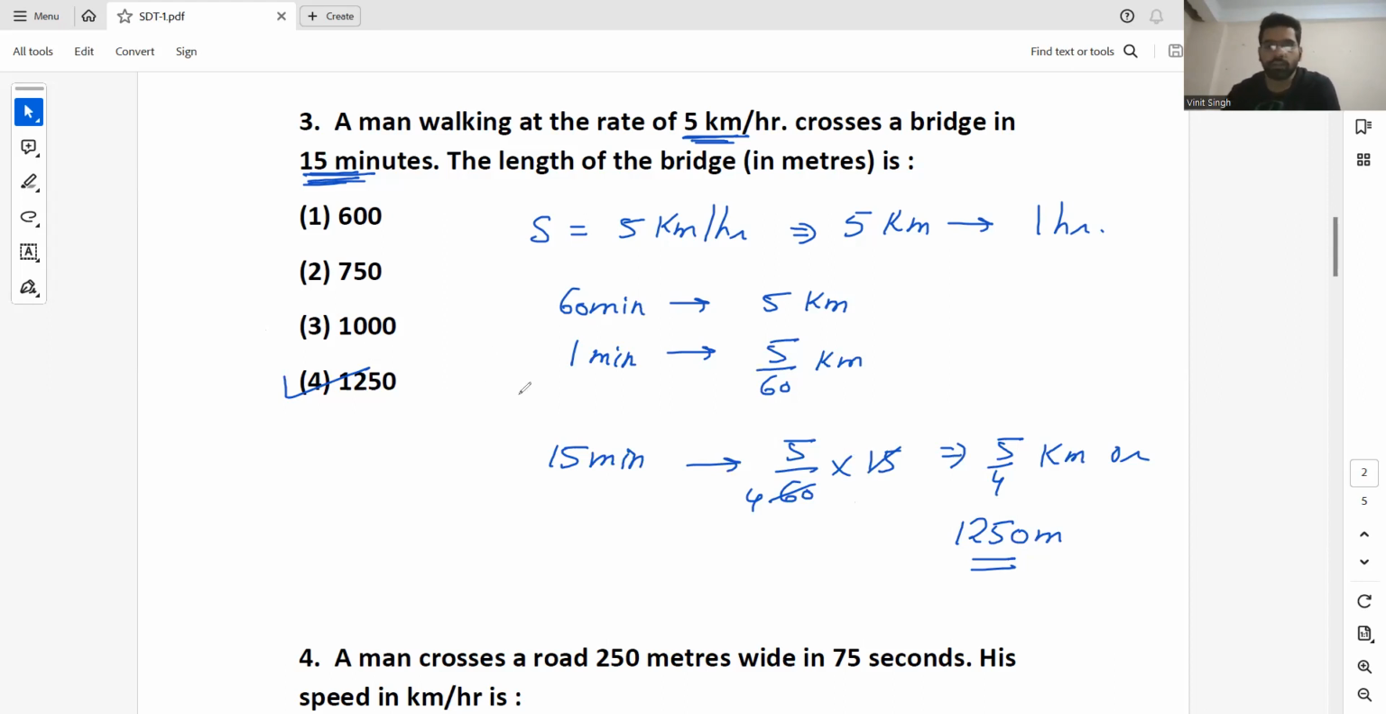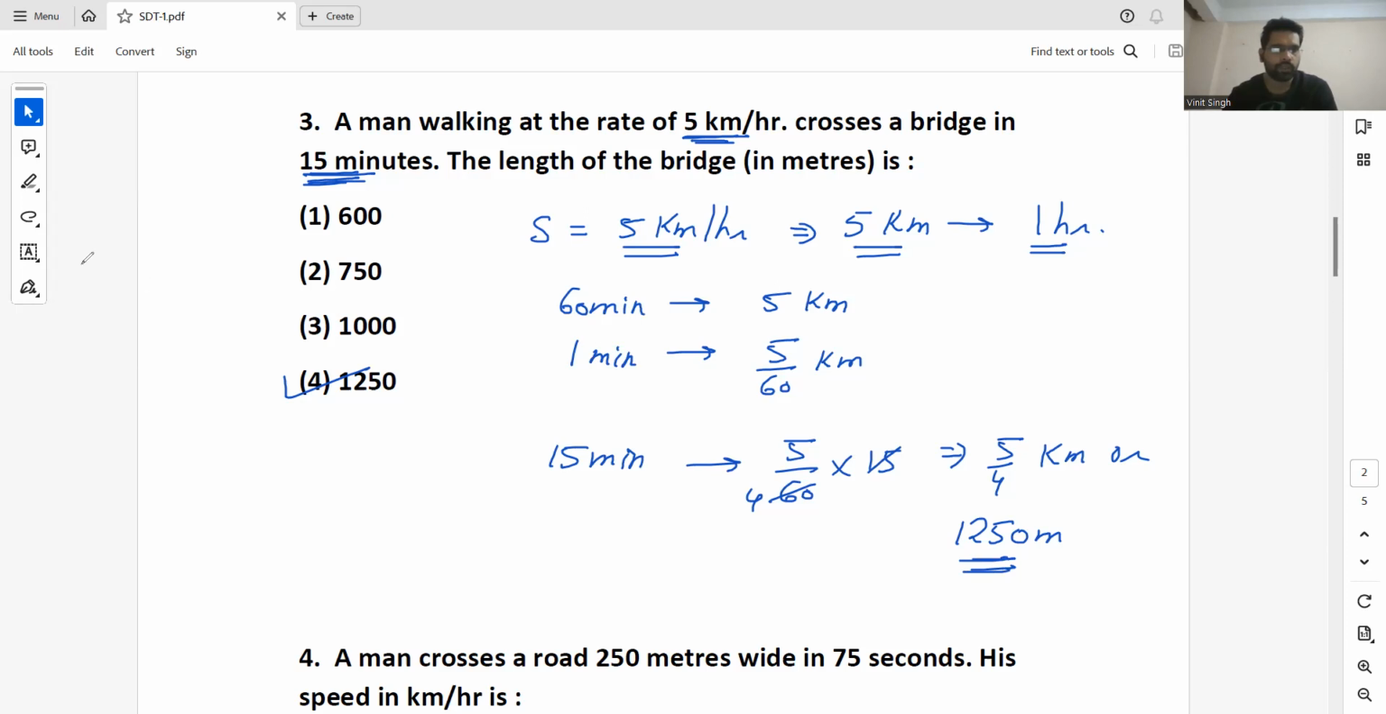Getting my point? First of all, we will convert this: 5 kilometer per hour means 5 kilometer distance in 1 hour. How many minutes are there in 1 hour? 60 minutes. Means in 60 minutes, he will cover 5 kilometers. In 1 minute, he will cover 5 by 60 kilometer. In 15 minutes, he will cover 1250 meters.